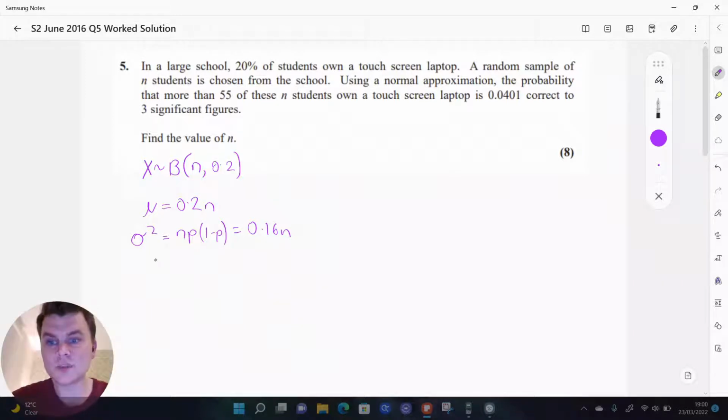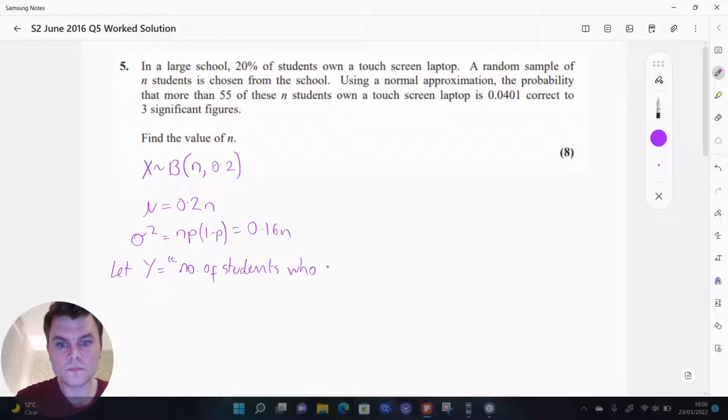Okay, so we need to define what our variable is going to be. So it's useful to switch to Y. We're going to let Y now be equal to the number of students who own a touchscreen laptop. This gives us a normal distribution with the mean, which we've said is 0.2n, and the variance 0.16n.